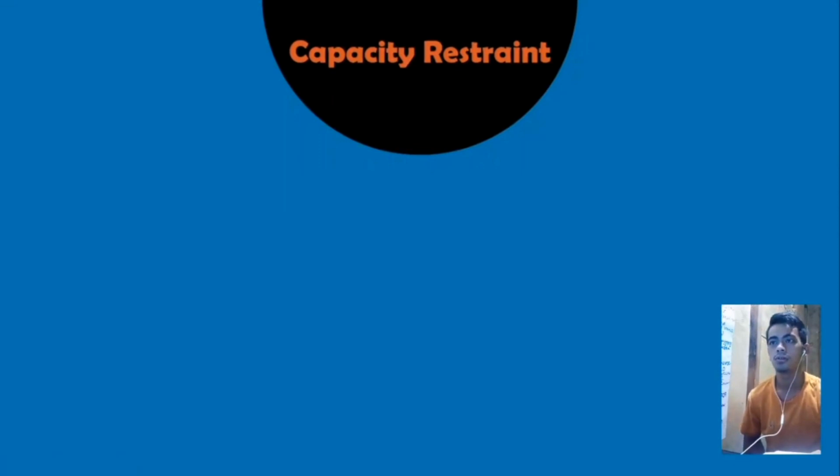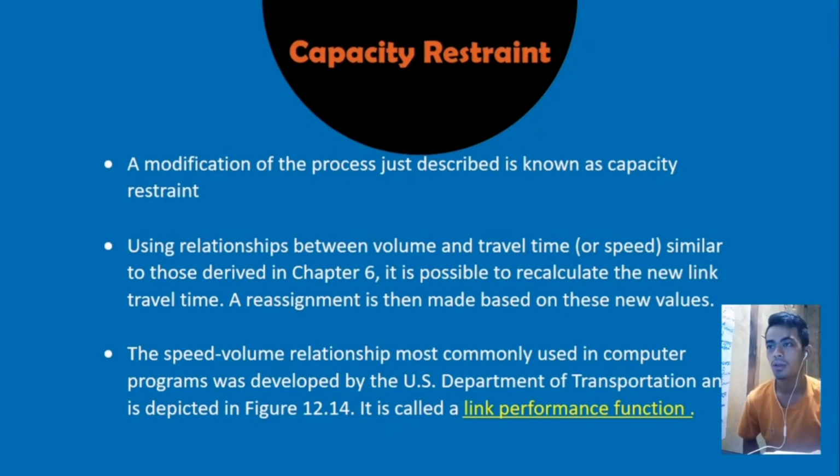Good day everyone. Today we will be talking about capacity restraint. A modification of the process just described is known as capacity restraint. Using relationships between volume and travel time or speed similar to those derived in chapter 6, it is possible to recalculate the new link travel time. A reassignment is then based on the new values.